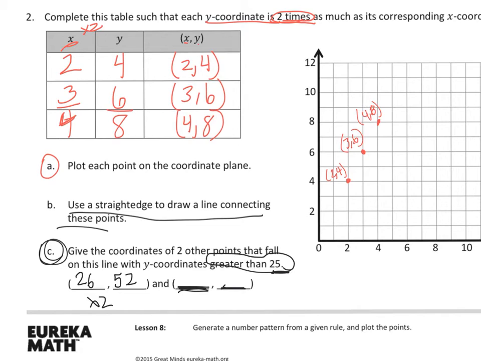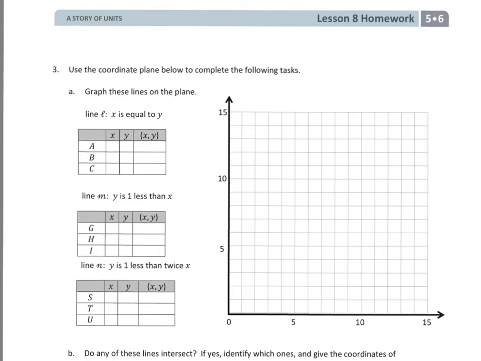Let's take a look at page 2. So here we are on page 2. And 3 says, use the coordinate plane below to complete the following tasks.